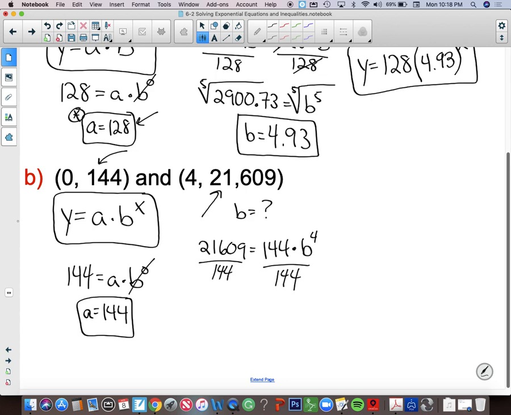So 21,609 divided by 144, we get 150.0625, so I'll just say 150.06 equals B to the fourth, and then you do a fourth root of that function here. Remember, you press 4, then you find your x root, and then you do that x root of that 150, and we get 3.5, so that's actually a nice number.